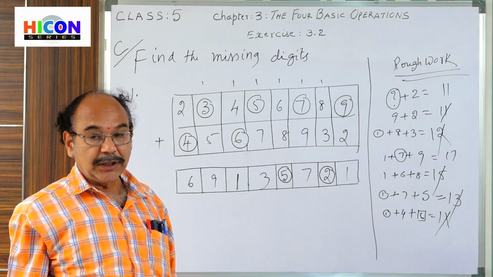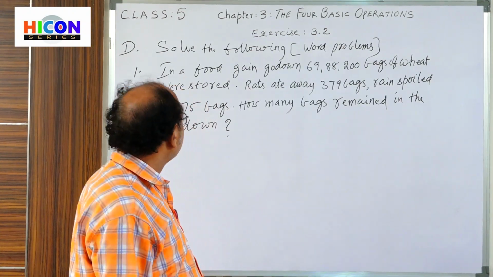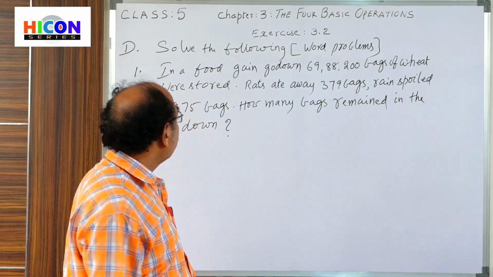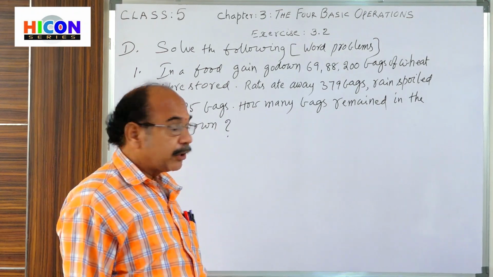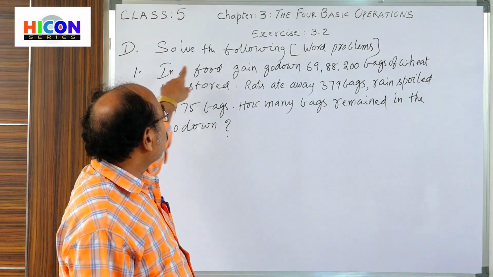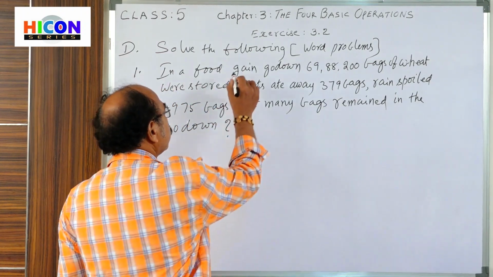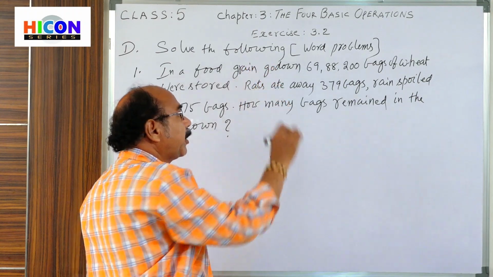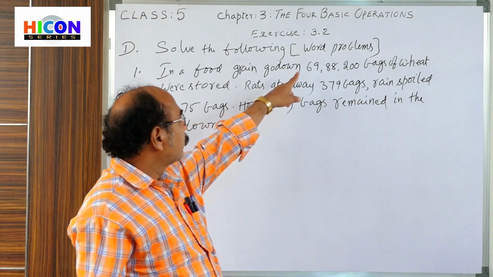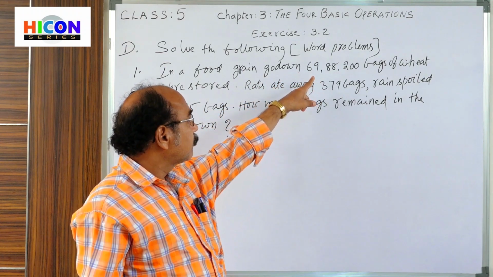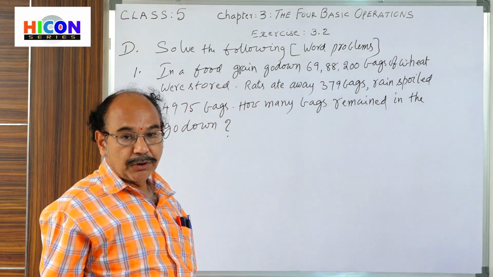Okay. Let us study the word problems. Right, children? Okay. Now we are going to read word problems. So in the section D, word problems are there. The first question is, solve the following. First one, in a food grain godown, 69,88,200 bags of wheat were stored.